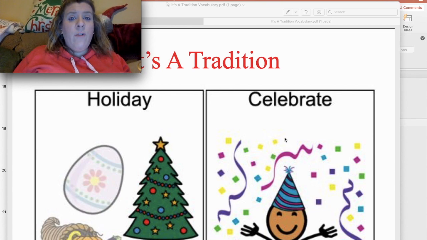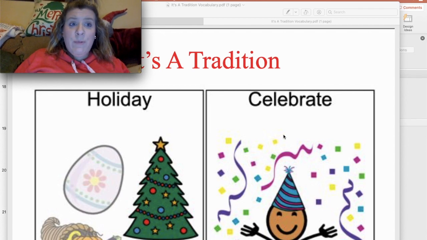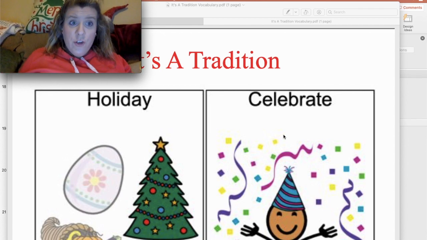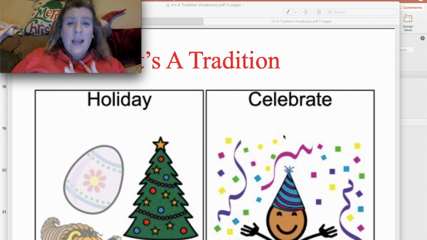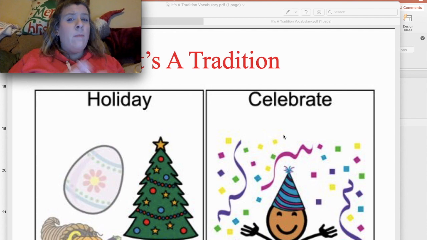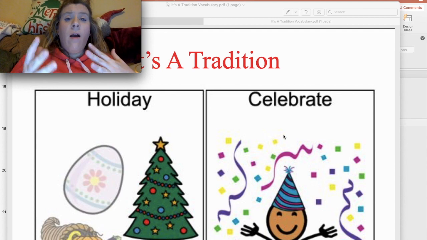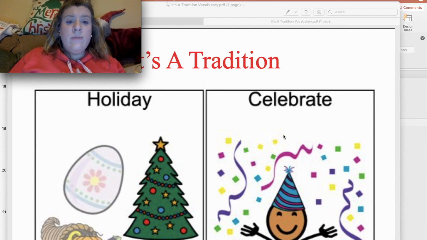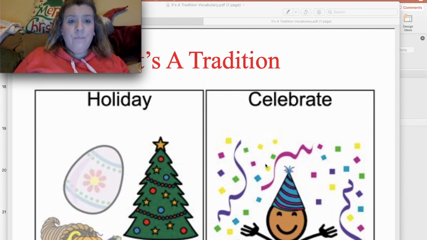I'm going to review some vocabulary words that you might hear in this chapter that we're reading today or in future chapters. When we're doing activities, you're going to hear these words. We're going to be using these words when we have class discussions. So it's really important for us to just review them.